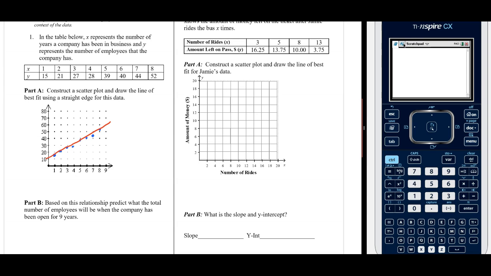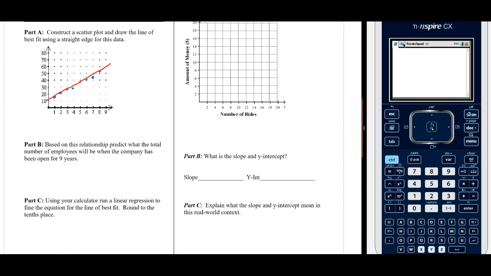And based on the relationship, predict what the total number of employees will be when the company has been open for 9 years. So we go to 9, we go up to our graph, and it looks like we're going to have about 60 employees.